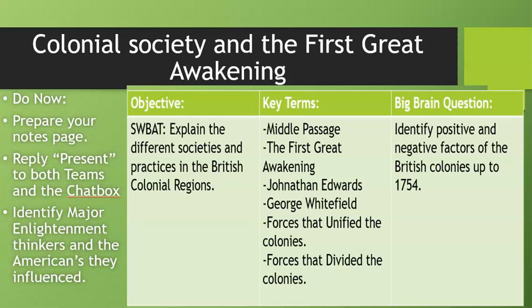So, first, our objective, we're going to explain the different societies and practices in the British colonial regions. And again, I say societies, I don't necessarily mean the cultures. We talked about cultures already. We're going to talk about slavery, and the things that divided and separated them, and the First Great Awakening. Terms, I'm not going to get into them, but there they are. And the big brain question of the day, identify positive and negative factors of the British colonies up to 1754. So just keep that in mind as we're finishing up Unit 2.